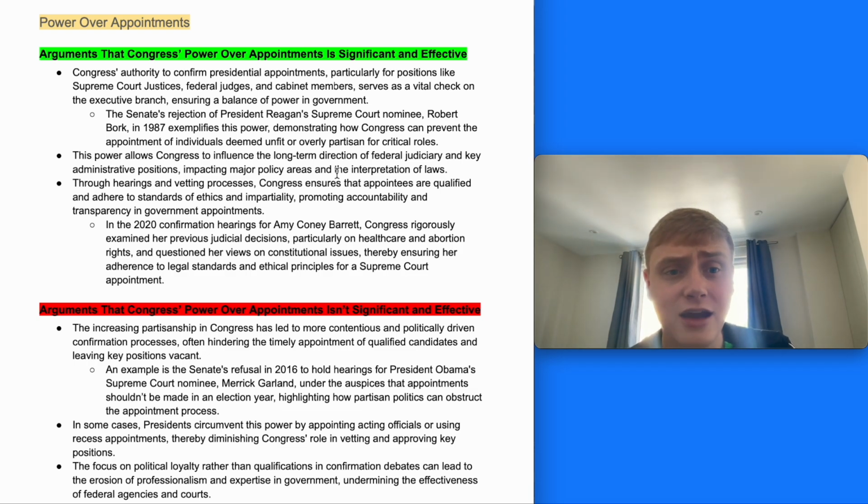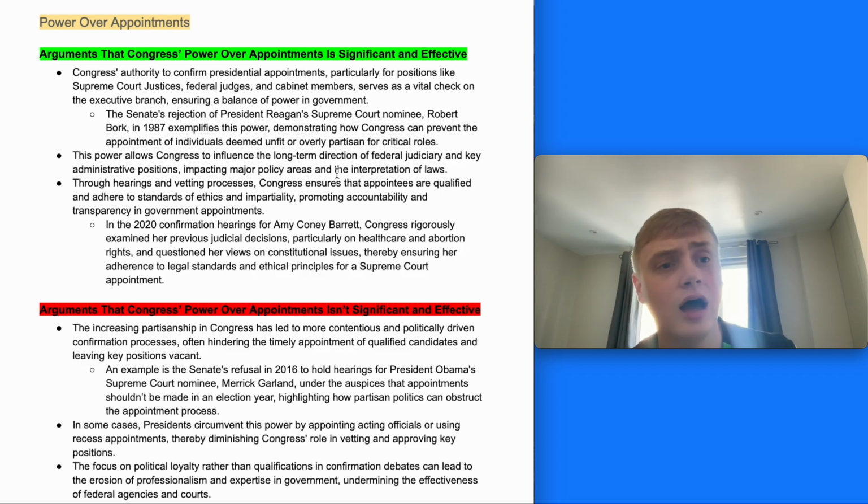Further, through their hearings and vetting processes, Congress ensures that appointees are qualified and adhere to the standards of ethics and impartiality. So in the 2020 confirmation hearings for Amy Coney Barrett, Congress rigorously examined her previous judicial decisions, particularly on healthcare and abortion, and questioned her views on constitutional issues, therefore ensuring her adherence to key legal standards and ethical principles that are required for a Supreme Court appointment.